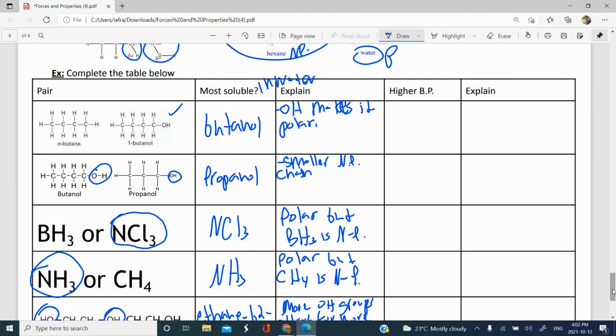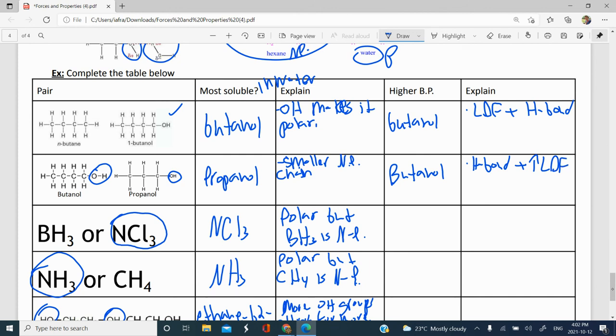Let's take a look if we can do the boiling point piece. So back to the top, the highest boiling point of all these, I would say, is butanol, because it not only does the same amount of LDF, but it also has hydrogen bonding. Now, between butanol and propanol, for boiling point, butanol, because yes, it has H bonding, but so does the other one. The main reason is that it has more LDF since it's a larger molecule.